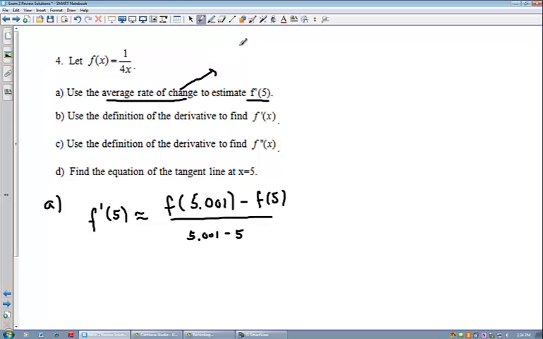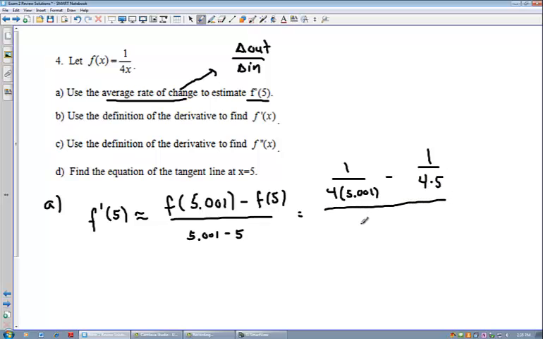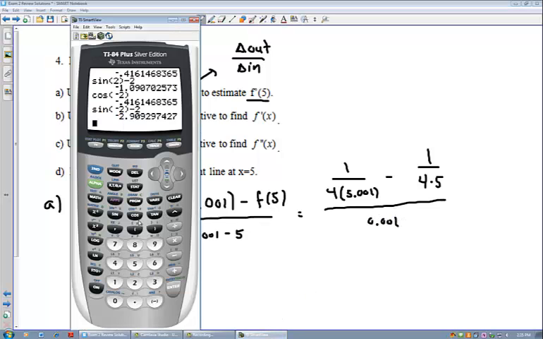And remember, this average rate of change is just this sort of formalization of the change in the output over the change in the input. And so we take the change in the output here, divide by the change of the input. And so this is simply, wherever I see an x, I plug in 5.001. So this would be 1 over 4 times 5.001 minus 1 over 4 times 5, and then this would be divided by 0.001. And I'm going to need a calculator to do this.